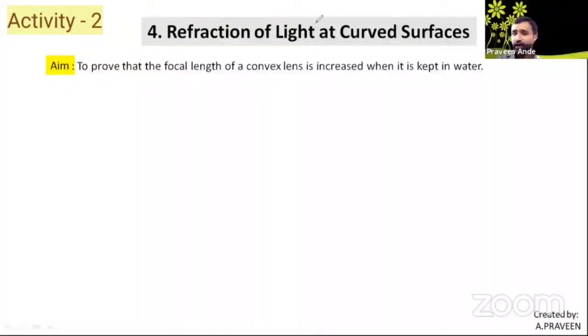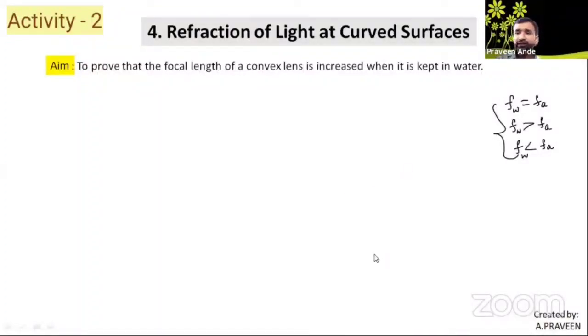So here I am assuming f maybe remains the same, or f is going to increase, or it is going to decrease. So the focal length of the lens in the water is equal to the focal length of the lens in the air, or the focal length of the lens in water is greater than the focal length of the lens in the air, or the focal length of the lens in water is smaller than the focal length of the lens in the air. Which is correct, that we have to decide here.